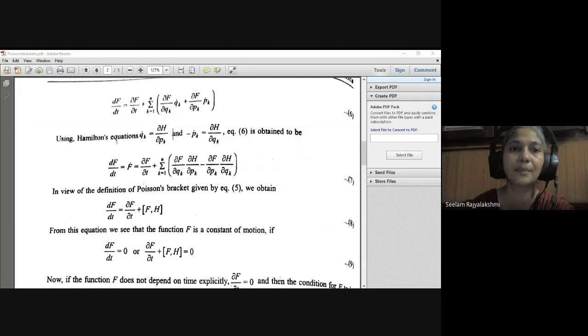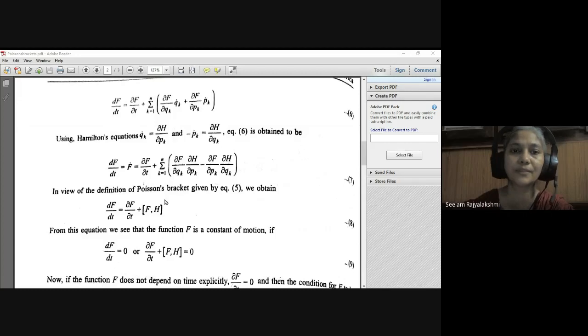By using Hamilton's equations, we have q̇k equal to ∂H/∂pk and minus ṗk equal to ∂H/∂qk. Let us substitute these q̇k and ṗk in equation number 6. If you substitute, df/dt, which is equal to ḟ, is equal to ∂f/∂t plus the sum over k from 1 to n of ∂f/∂qk, write as it is, times ∂H/∂pk, minus ∂f/∂pk times ṗk, which is nothing but ∂H/∂qk.